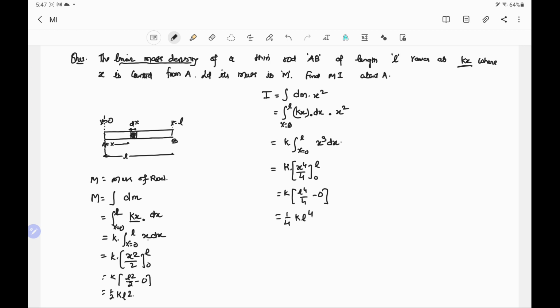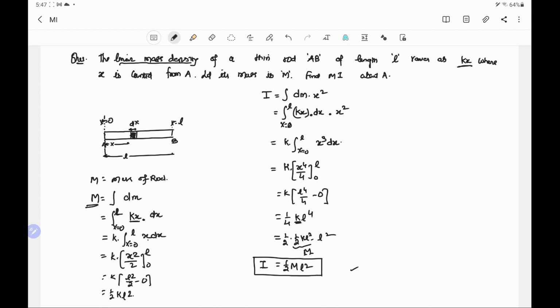Because here k is a term which we have to remove, we use the formula we calculated for the mass of the rod. So that is equal to half into half K L square into L square. And half K L square is M. So we can write it as half M L square. This is the moment of inertia of the rod with non-uniform distribution of mass with linear mass density kx, and the moment of inertia is calculated as half M L square.